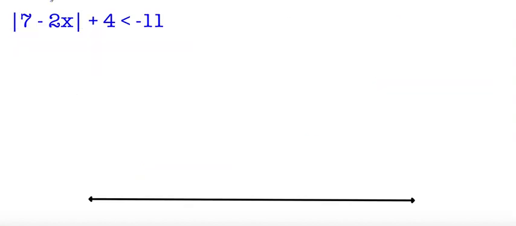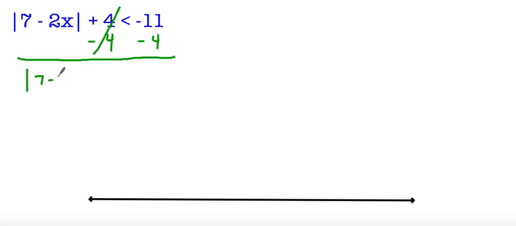All right, and last problem. Here we have the absolute value of 7 minus 2x plus 4 is less than 11. And what I'm going to do first is subtract 4 to isolate our absolute value. And I'm going to do that on both sides. So now we're left with the absolute value of 7 minus 2x is less than negative 15.